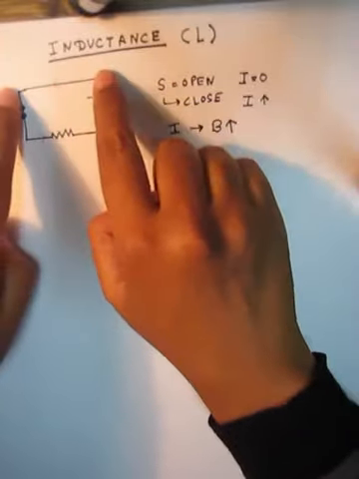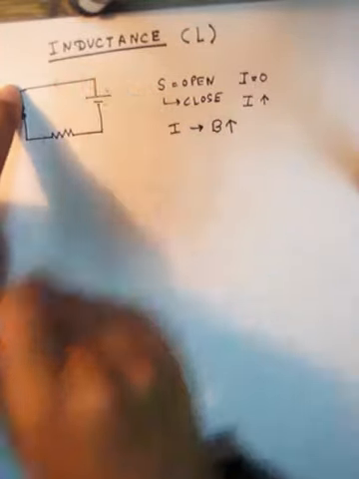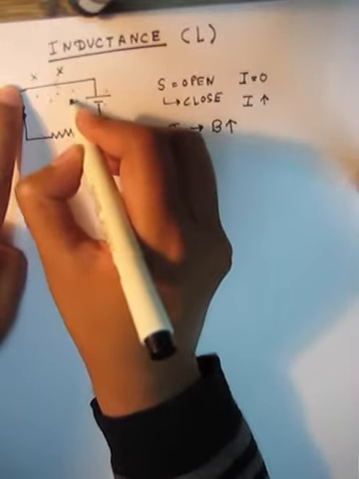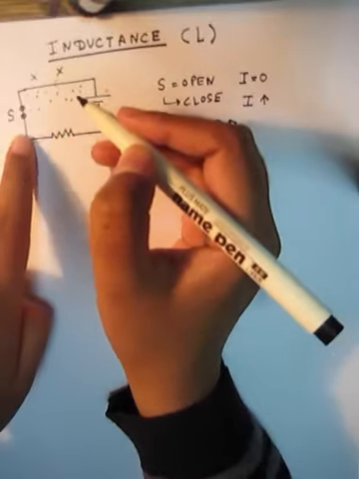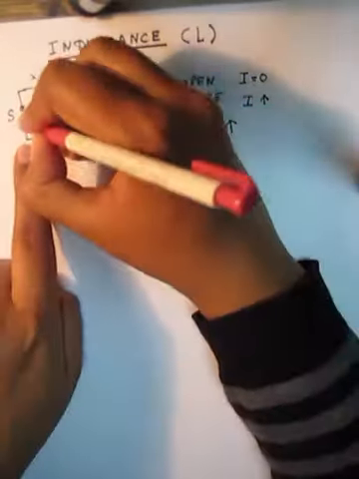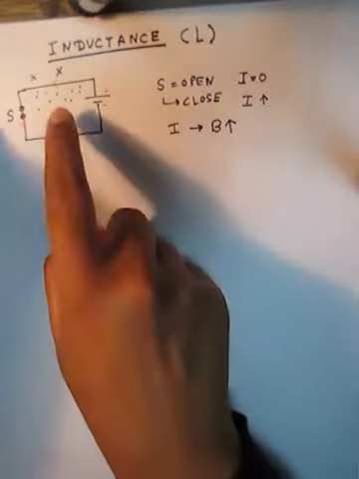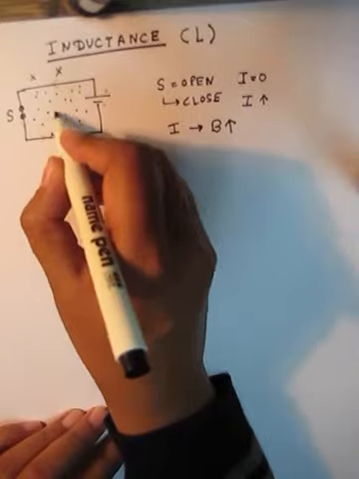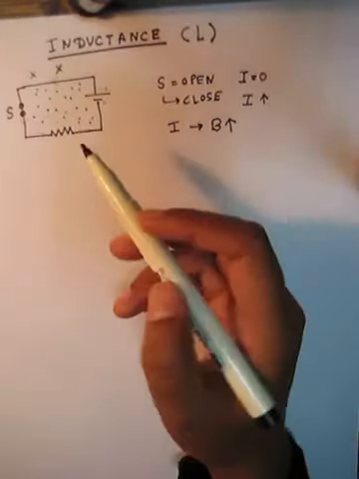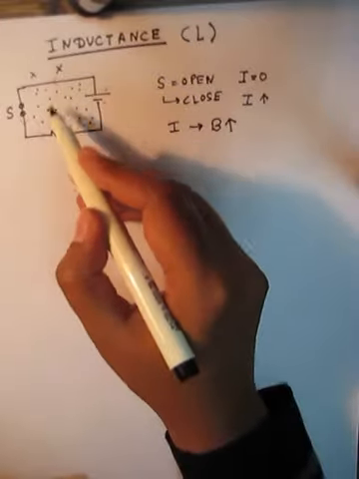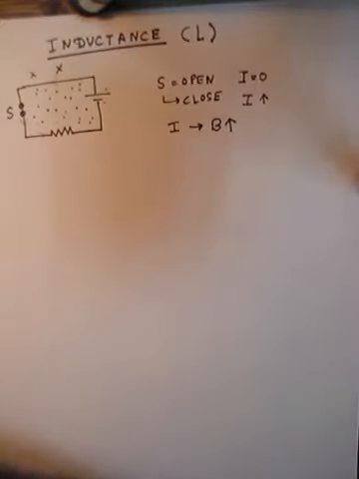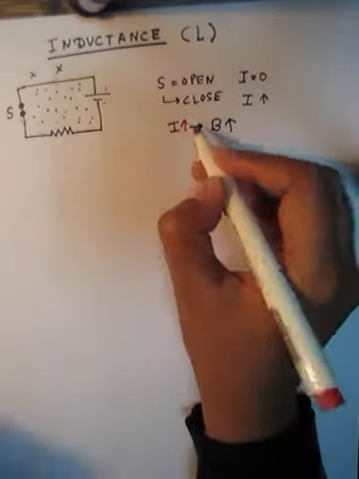If we take only this wire, due to this wire the magnetic field will be crosses on this side and dots on this side. Then we can take this other wire, and for this one also the magnetic field will be crosses on this side and dots on this side. So the magnetic field inside this circuit, which is the magnetic field we are talking about, is created due to the current flowing in this circuit. As the current increases, the magnetic field will also increase.